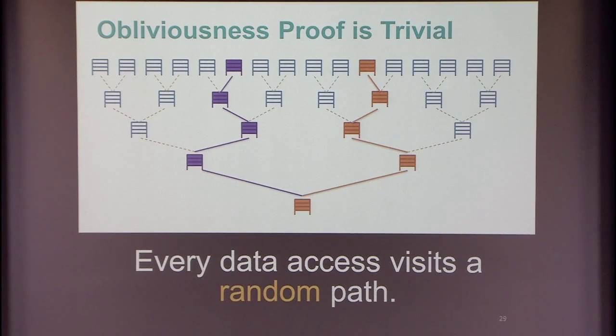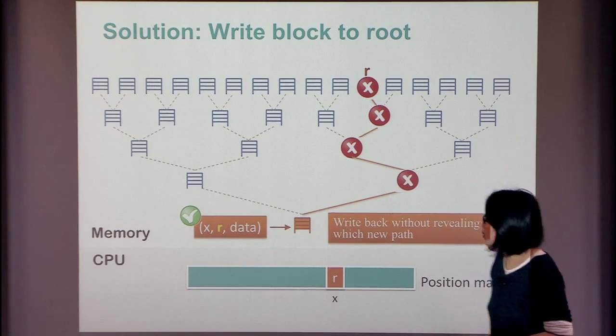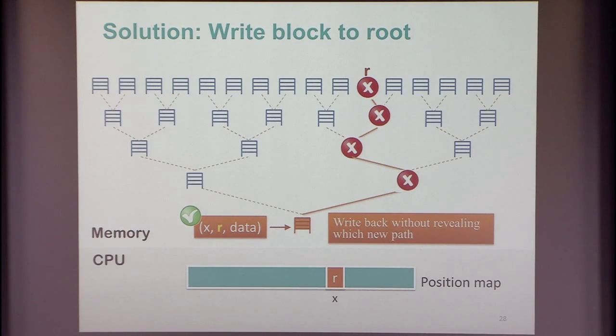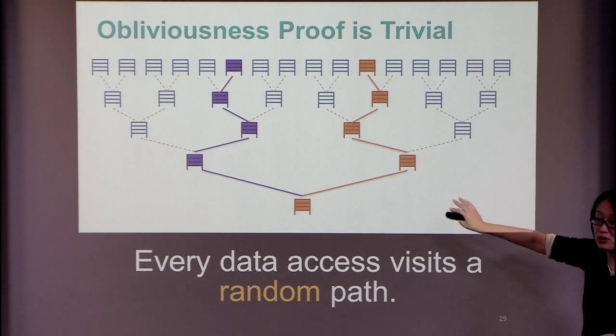Okay, so at this point, obviously if I keep doing this, then the root bucket will overflow. But disregarding this overflow fact, let's think about why the scheme preserves obliviousness. What happens whenever you access a block? Observe that whenever you access a block, you are going to access a completely random path, and the choice of the randomness has not been revealed to the adversary earlier. So in this sense, the oblivious proof is trivial.